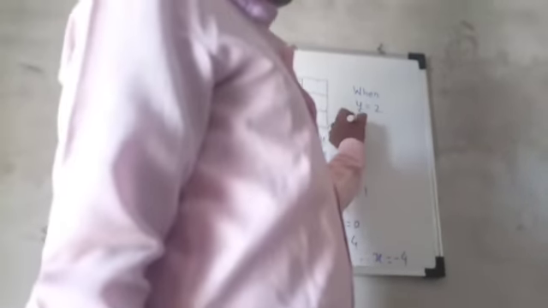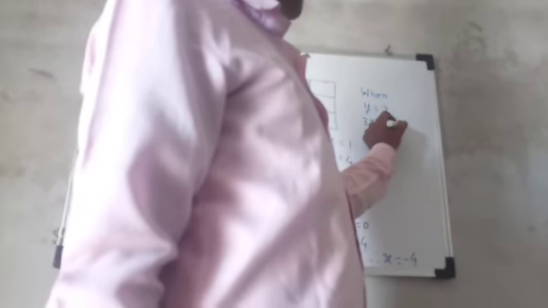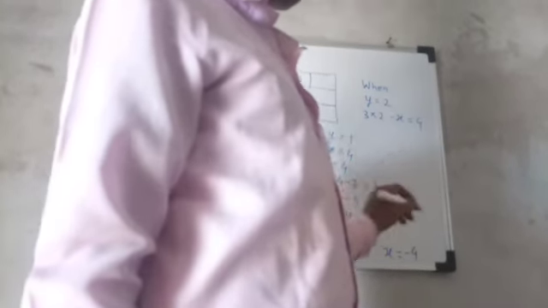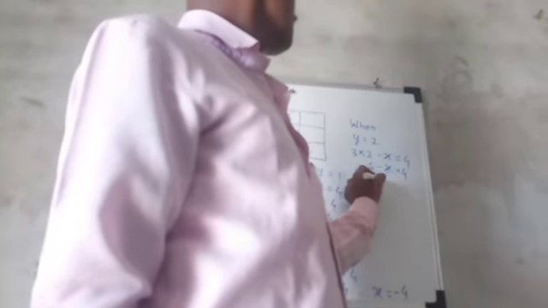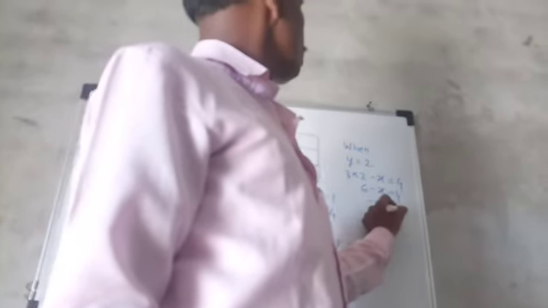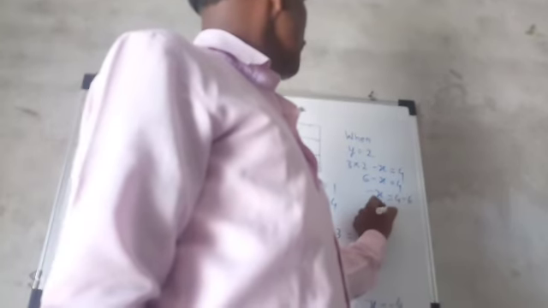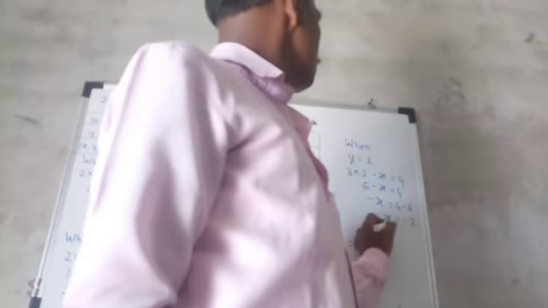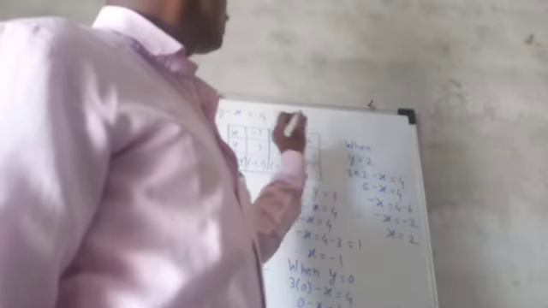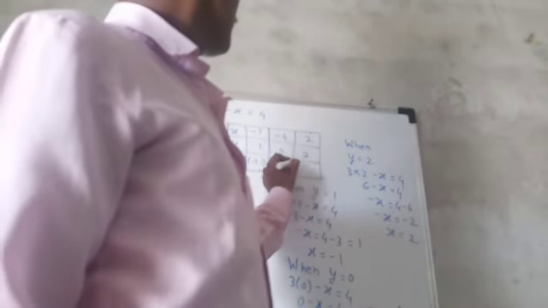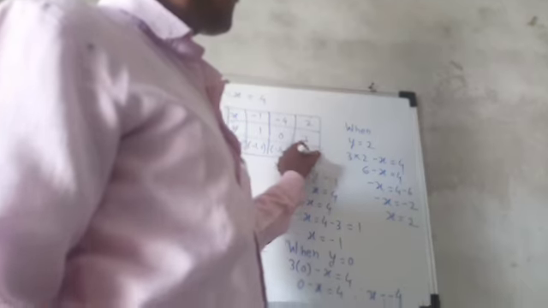When y is equal to 2, 3 into 2 minus x is equal to 4. 3 twos are 6 minus x is equal to 4. Minus x is equal to 4 minus 6. Minus x is equal to minus 2. X is equal to 2. 2, 2 is the third point.